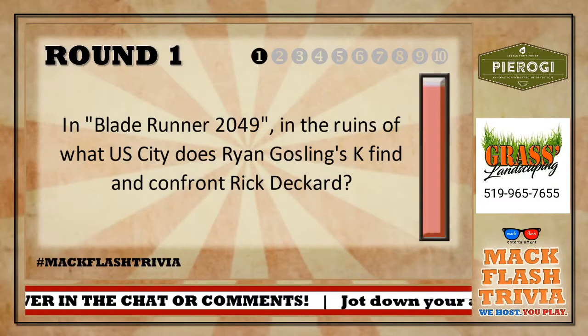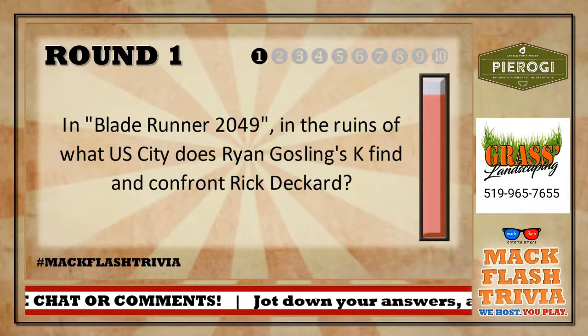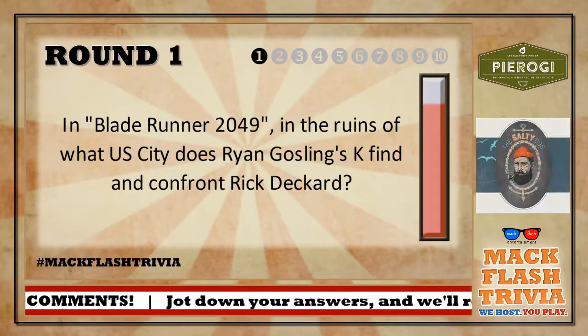In Blade Runner 2049, in the ruins of what U.S. city does Ryan Gosling's K find and confront Rick Deckard?